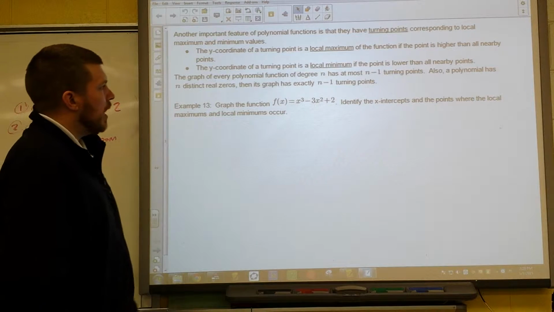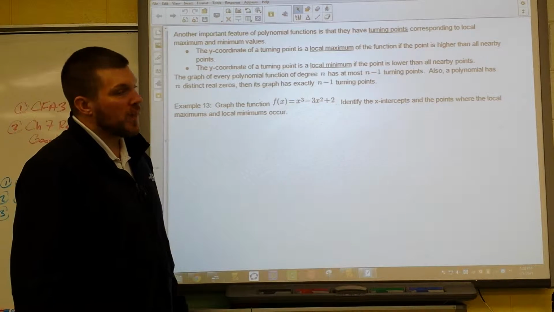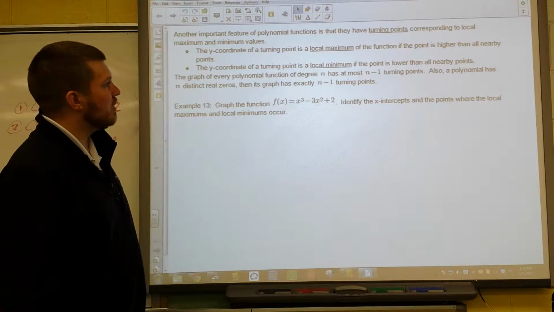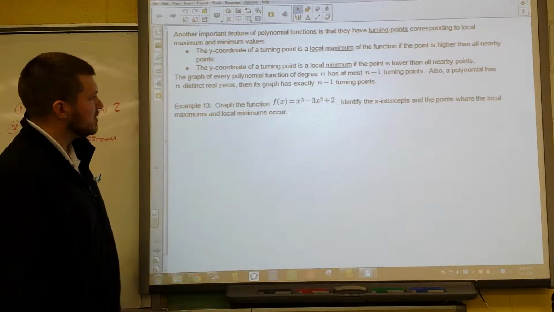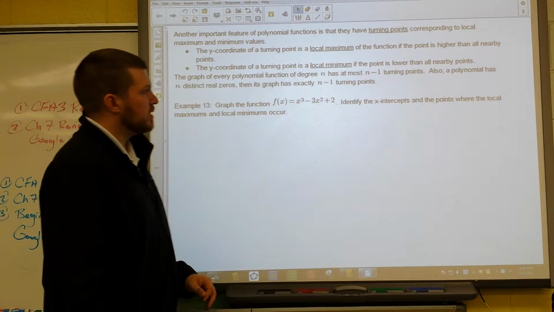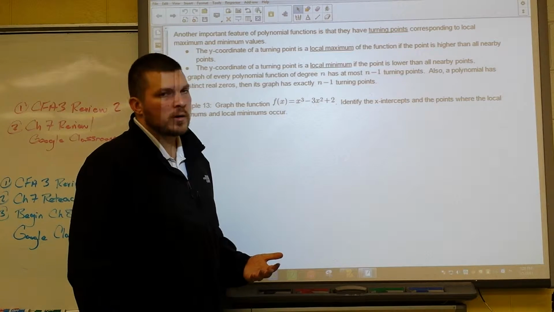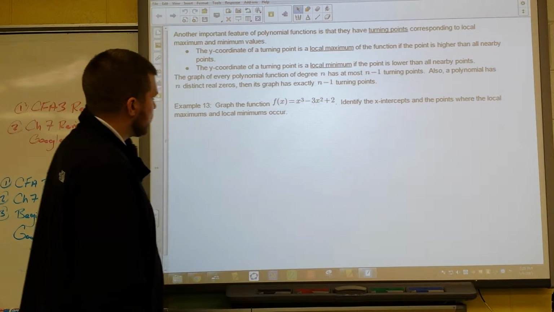The y-coordinate of a turning point is called a local maximum if the function is higher than all the other nearby points, and the y-coordinate of a turning point is a local minimum if it's lower than all the other points that are near it.